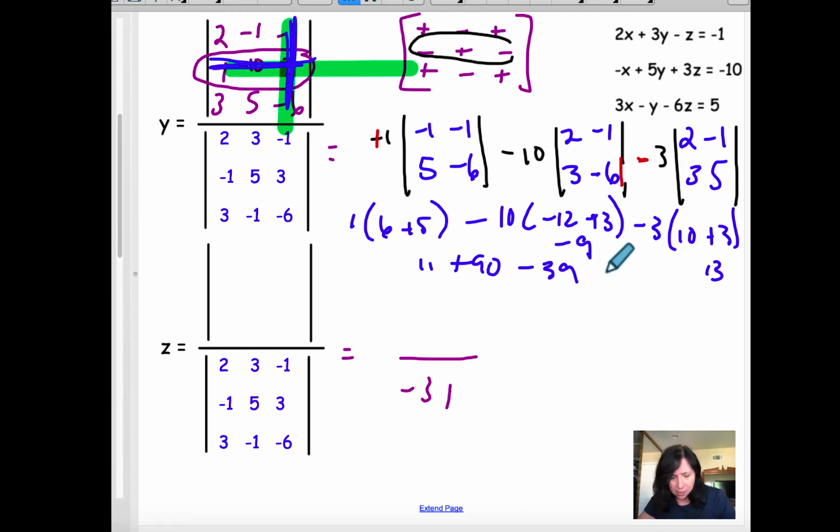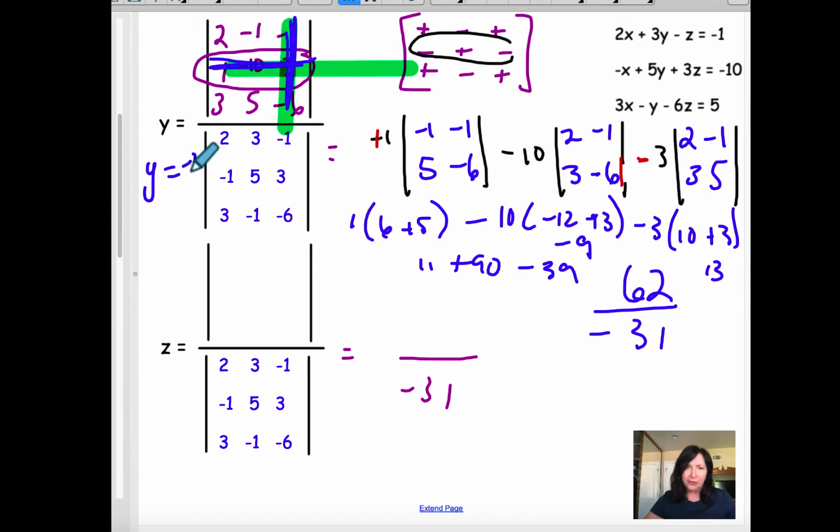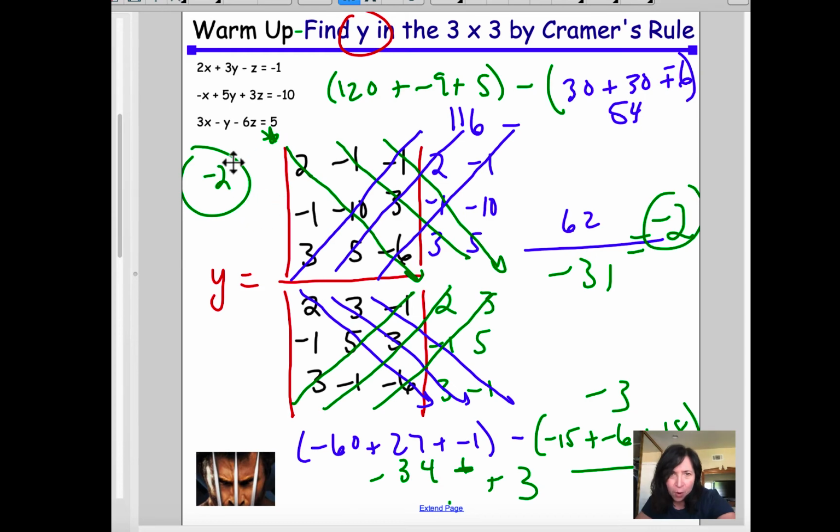So let's see what we get. So I got 11 plus 90 minus 39, 62. So that means that this top part is 62, and I forgot what the bottom, oh, it's negative 31, which means that y equals negative 2. And so if I check back on my answer from before, right, I already did this before, y is negative 2.